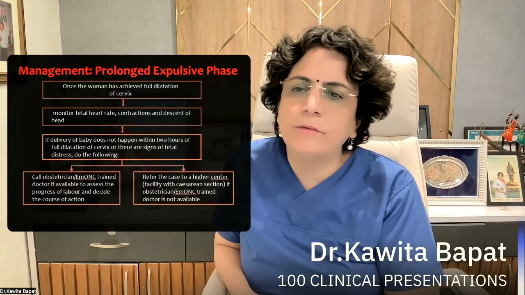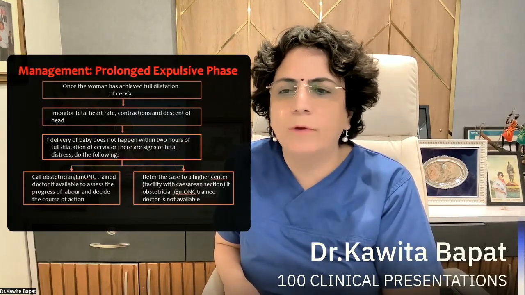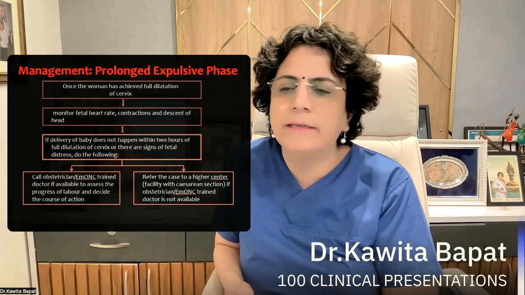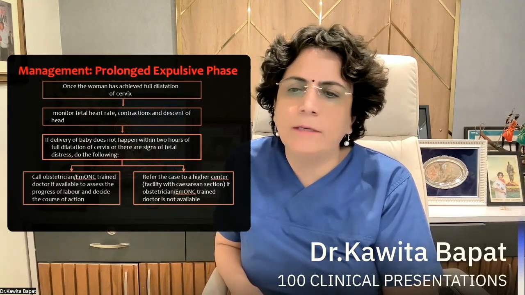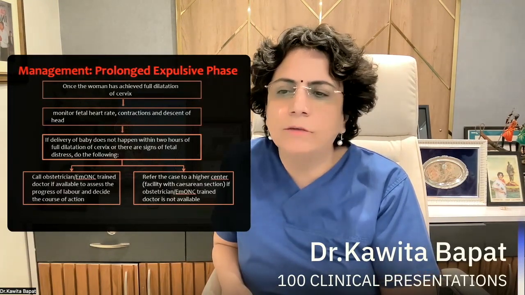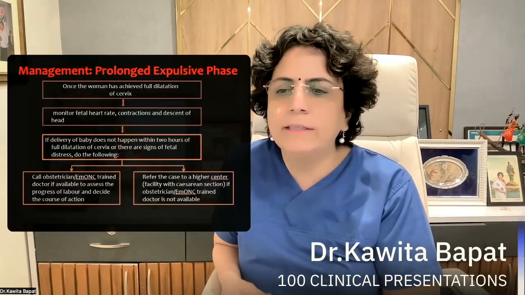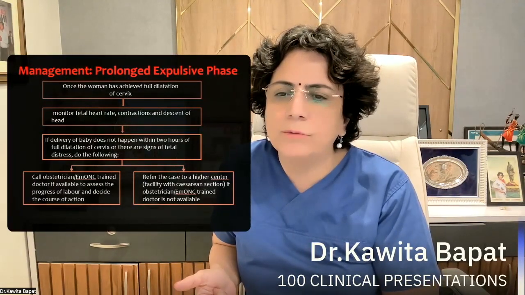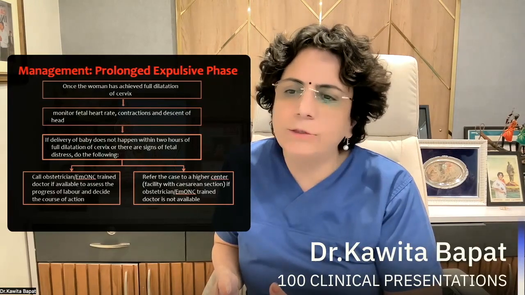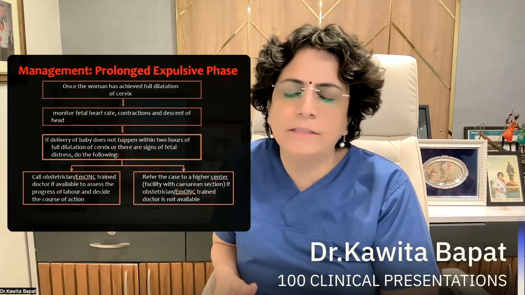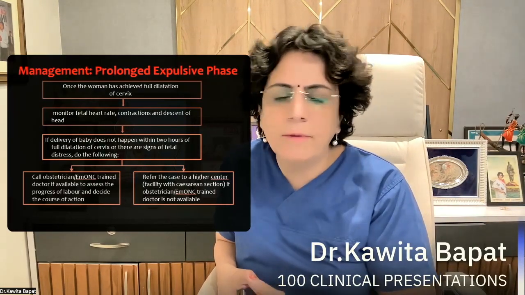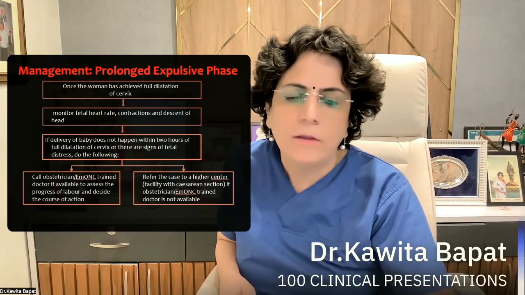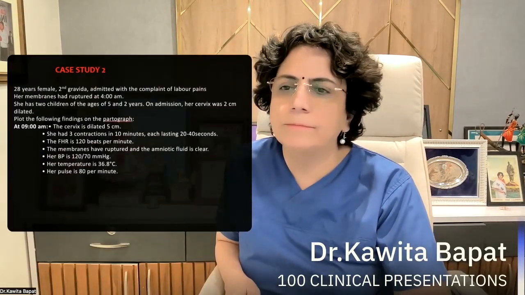It's the progression of the expulsive phase. Once the woman has achieved full dilatation of the cervix, monitor fetal heart rate, contraction, descent. If delivery of the baby does not happen within 2 hours of full dilatation, and the signs of fetal distress are there, again 2 things are very, very important. It should be seen by a trained obstetrician who decides the course of action, and it should be referred to the higher centers where the cesarean section can be done.